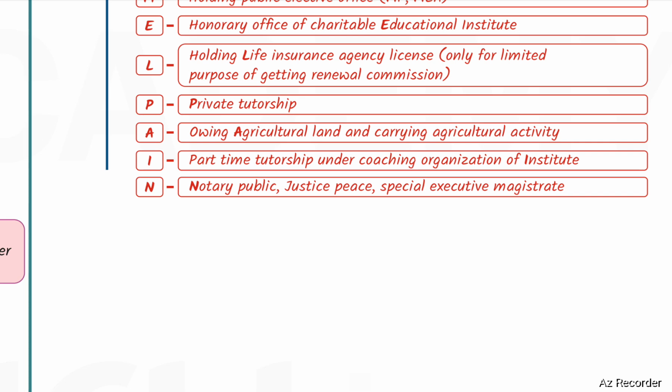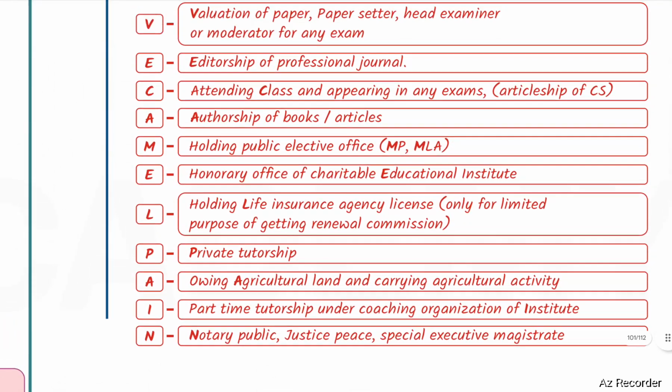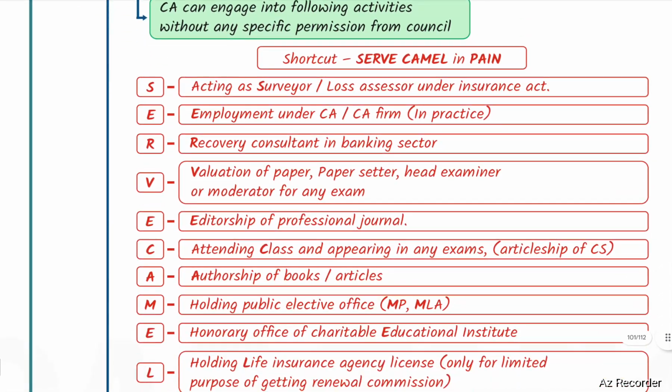Private tutorship. A. Owning agricultural land and carrying on agricultural activities. I. Part-time tutorship under a coaching organization of the Institute. N. Notary public, justice of the peace, special executive magistrate. For all these cases, general permission is granted by the ICAI Council.